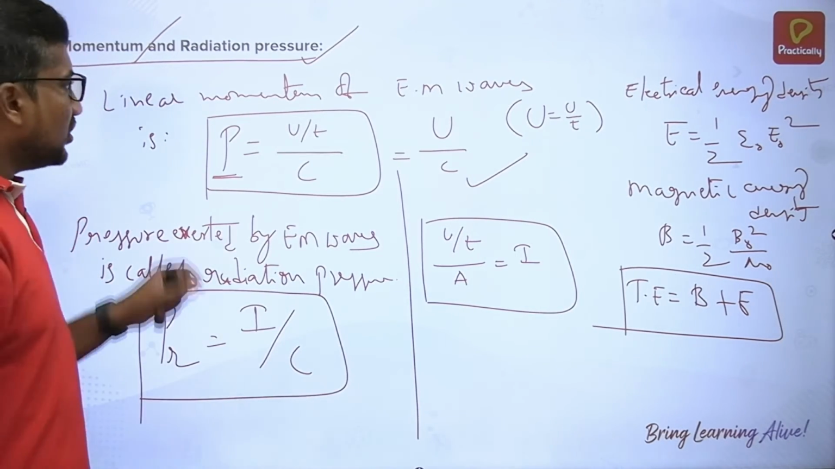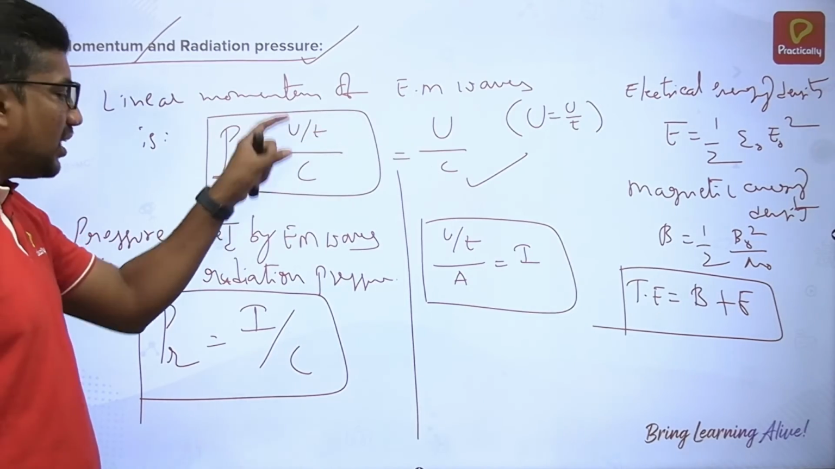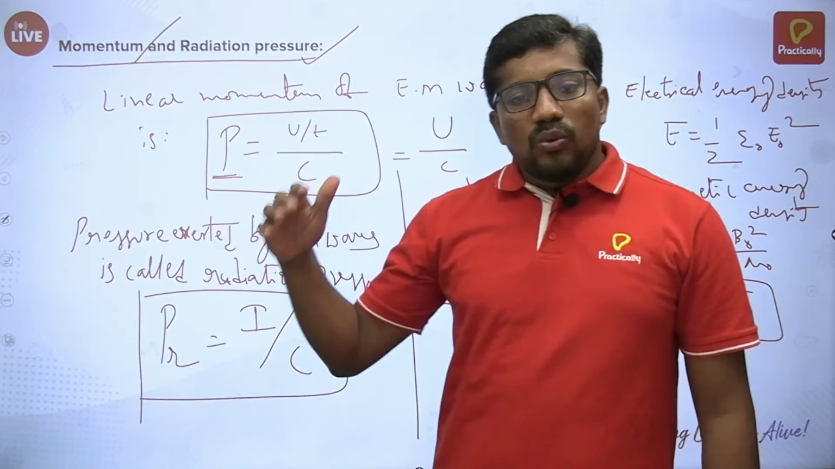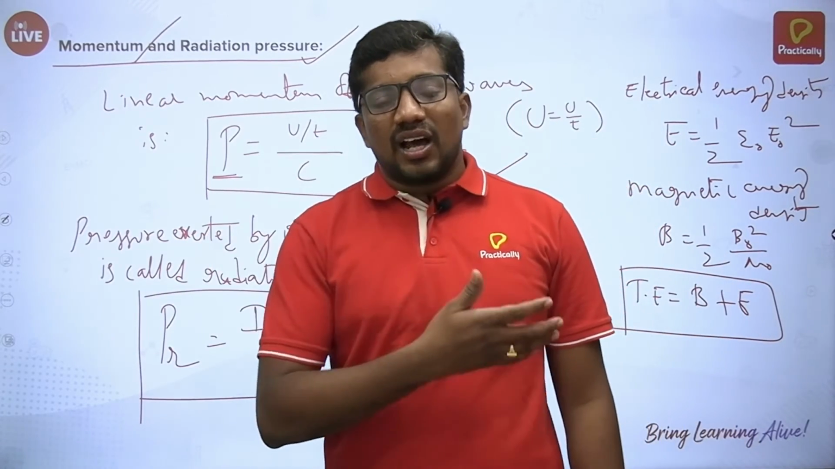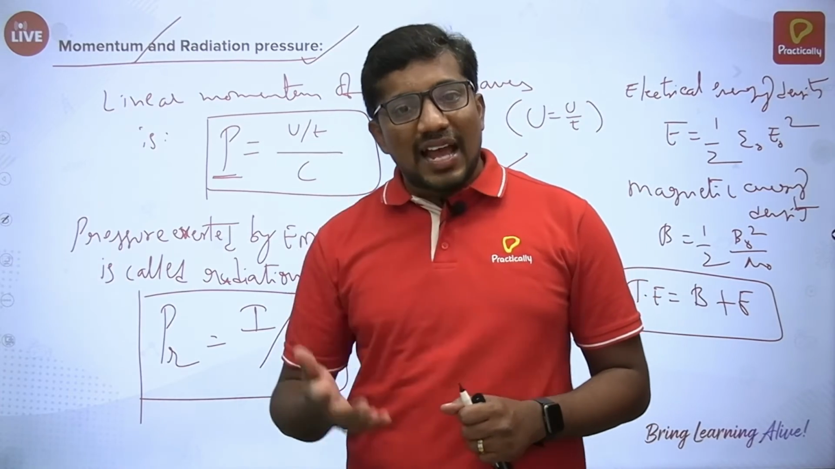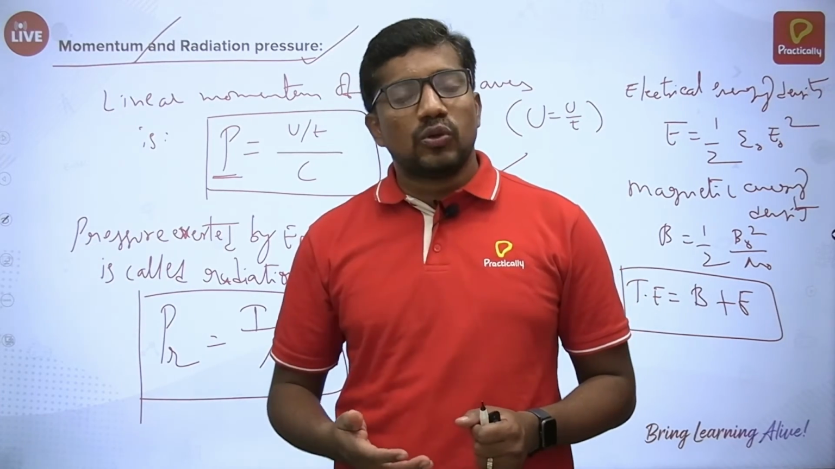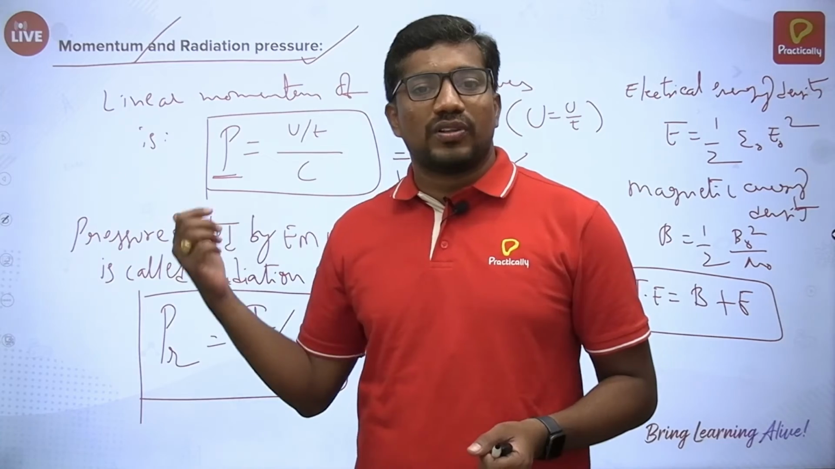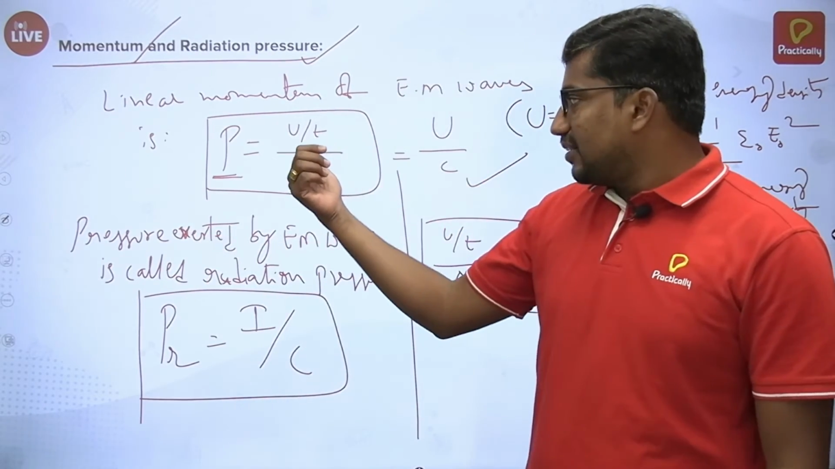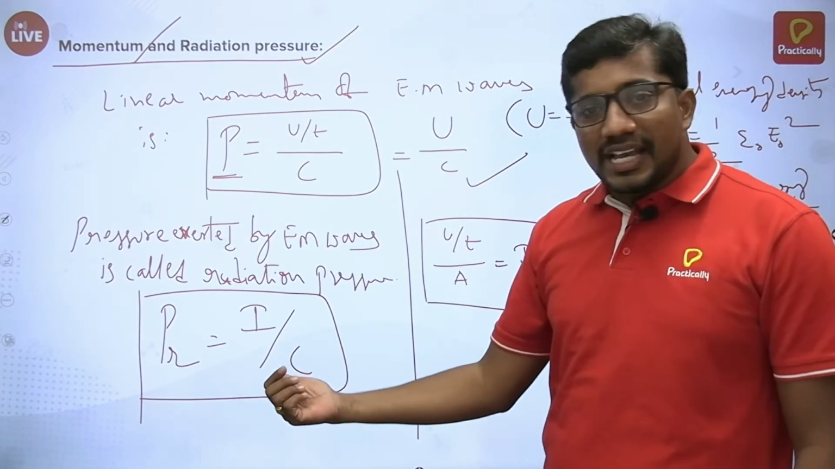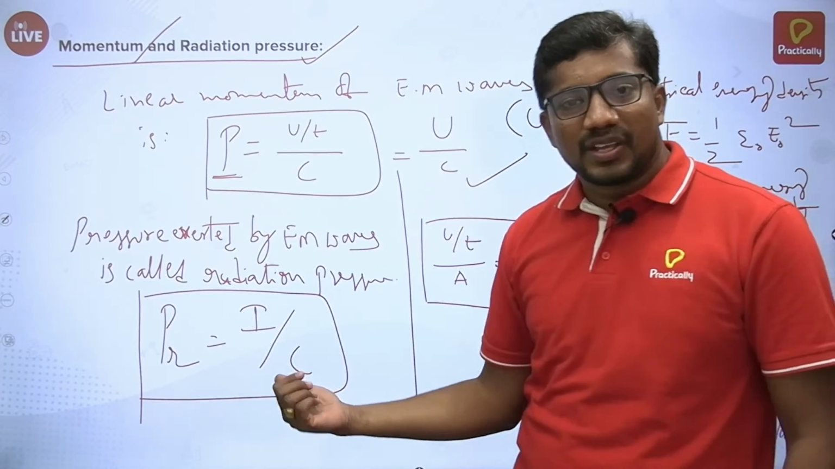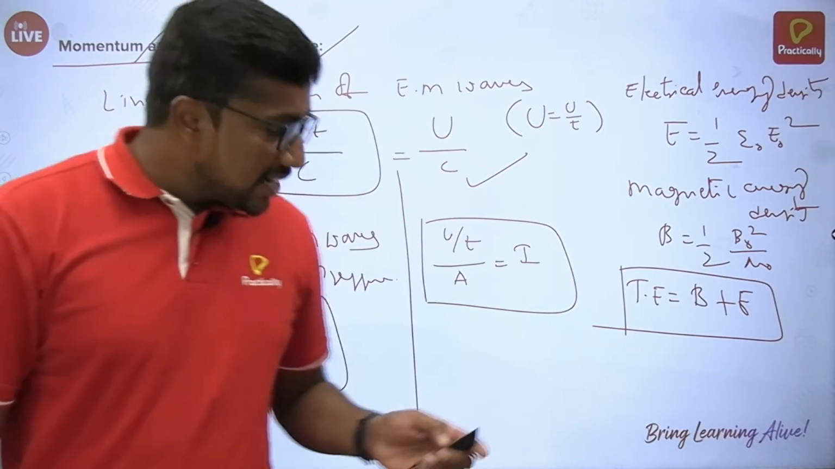All right. So this is about momentum and pressure. The conclusion here is that, just like sound waves carry energy, electromagnetic waves can transfer energy, they can carry momentum too, and they can exert pressure also. That's what we are calling radiation pressure. The expression for momentum is this one, and the expression for radiation pressure in terms of intensity of the radiation is this one. All right, let's move on to the next one.